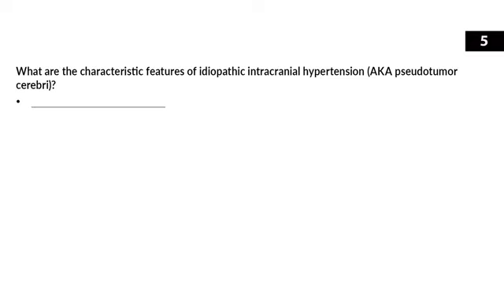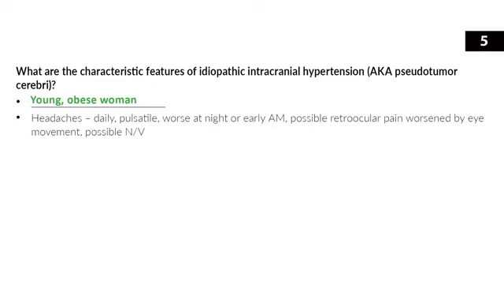Well, the classic patient is a young, obese woman. They get daily pulsatile headaches, generally worse at night or early in the morning, possibly with retroocular pain, pain behind the eye that's worsened by eye movement. And these patients may also have some nausea and vomiting. They have papilledema and elevated intracranial pressure, which is why this is a pseudotumor, because clinically it looks just like a brain tumor.